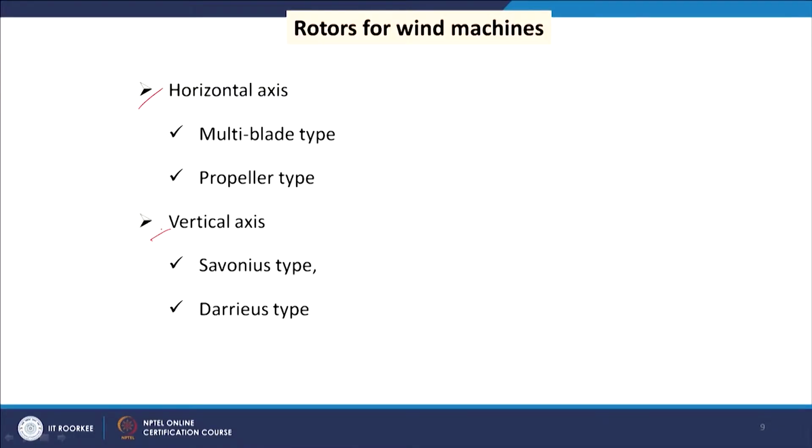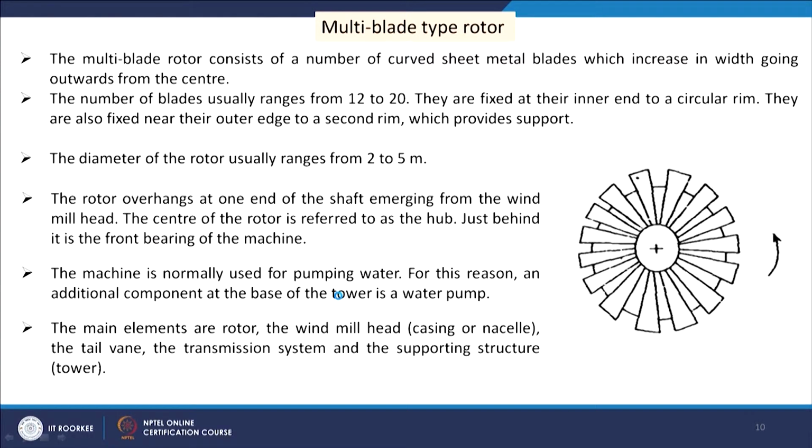Rotor of wind machines, horizontal axis and vertical axis. If we see the rotor, the blades attached to these two types of machines are different. In the case of horizontal axis, we get multi blade and propeller type, and in vertical axis we can get Savonius type or Darrieus type. So this is one example of a multi blade type rotor. This is our rotor hub and the blades are connected here.